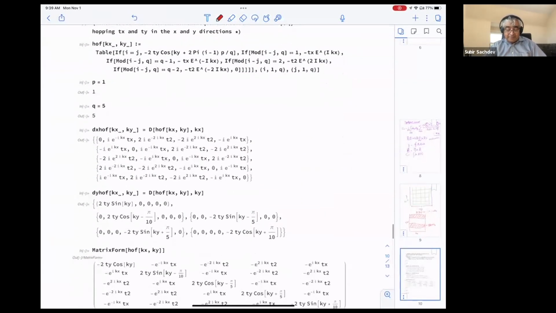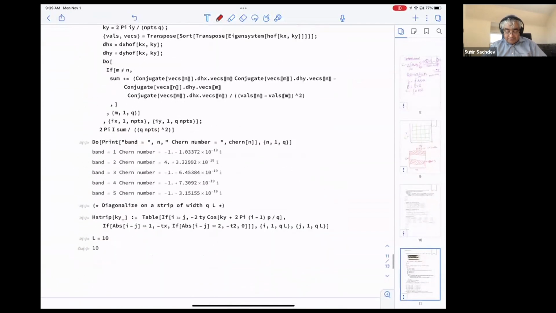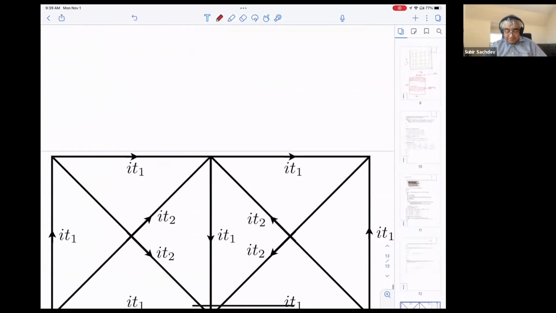All right, so here's a Mathematica program. This is a slightly different Hamiltonian, but you can take the one I have. And that was on a torus. And you do this calculation.